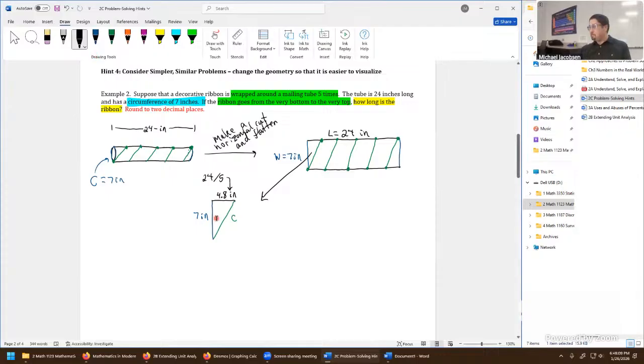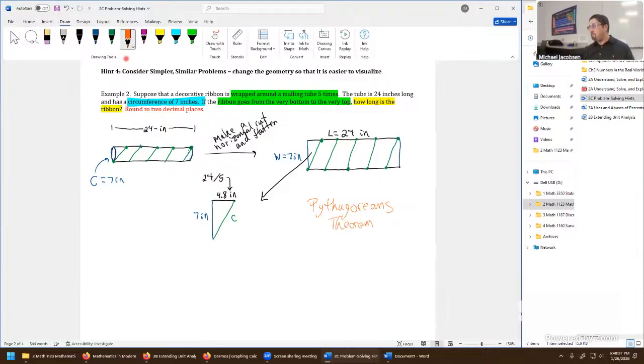So now we have a perfectly nice right triangle altogether. And whenever you have a right triangle, here's our massive tool that you might be thinking about already. Out of nowhere, we have Pythagorean's theorem.